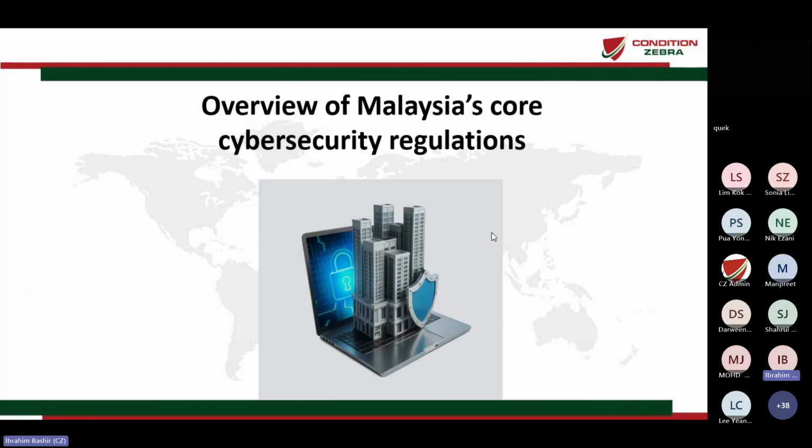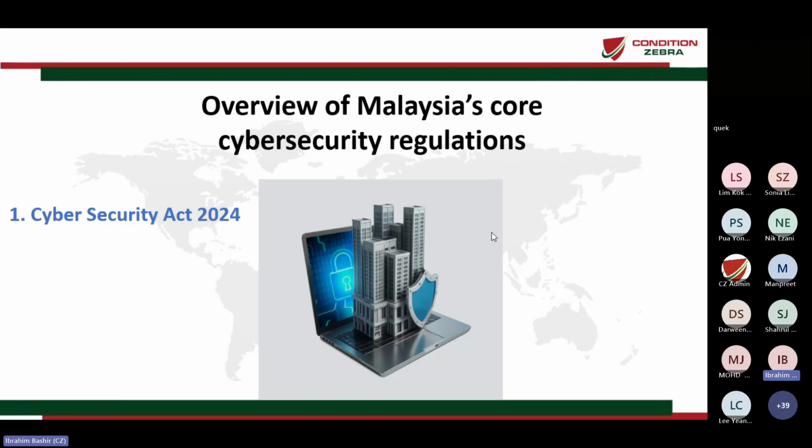Okay, so talking about the overview of Malaysia's core cybersecurity regulations. This is one area that a lot of us might be wondering about: Malaysia, do we have any cybersecurity laws or any regulation? Is Malaysia actually at that level of implementation of cybersecurity laws? For those in the know, they will know, definitely yes. There are quite a number of guidelines, policies and regulations in cybersecurity for Malaysia.